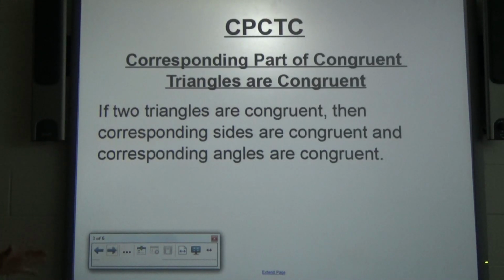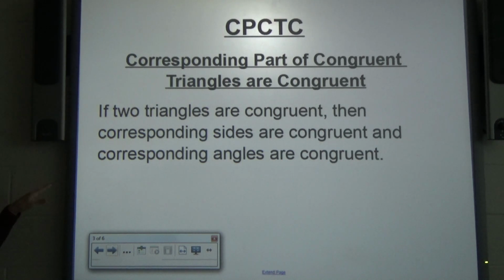The other really important theorem that we're going to use in this video is CPCTC for short, or corresponding parts of congruent triangles are congruent. And what that means is if I've been given two triangles that are said to be congruent, then the angles that relate to each other are congruent and the sides that relate to each other are congruent.